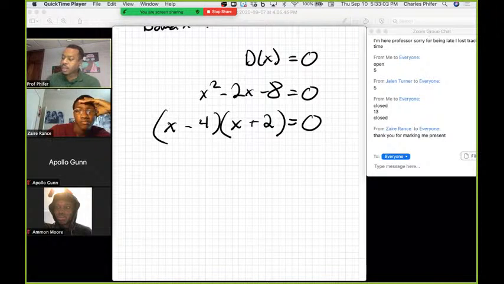So now we can invoke the zero factor property. When two or more things multiply to give us 0, either the first thing equals 0 or the second thing equals 0.